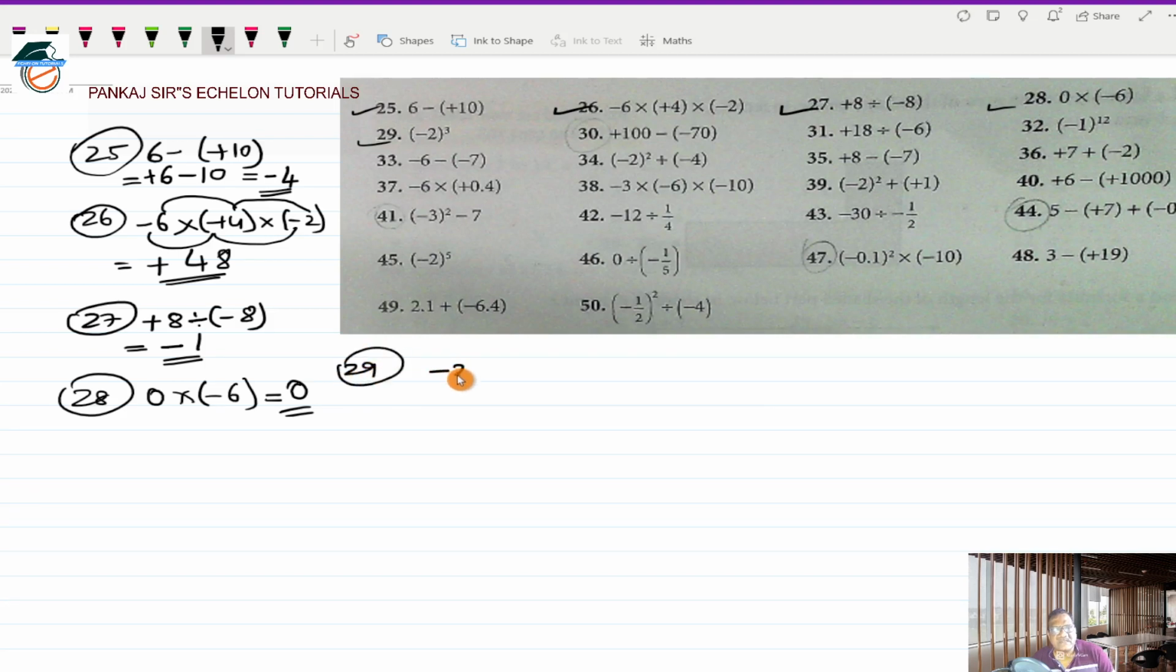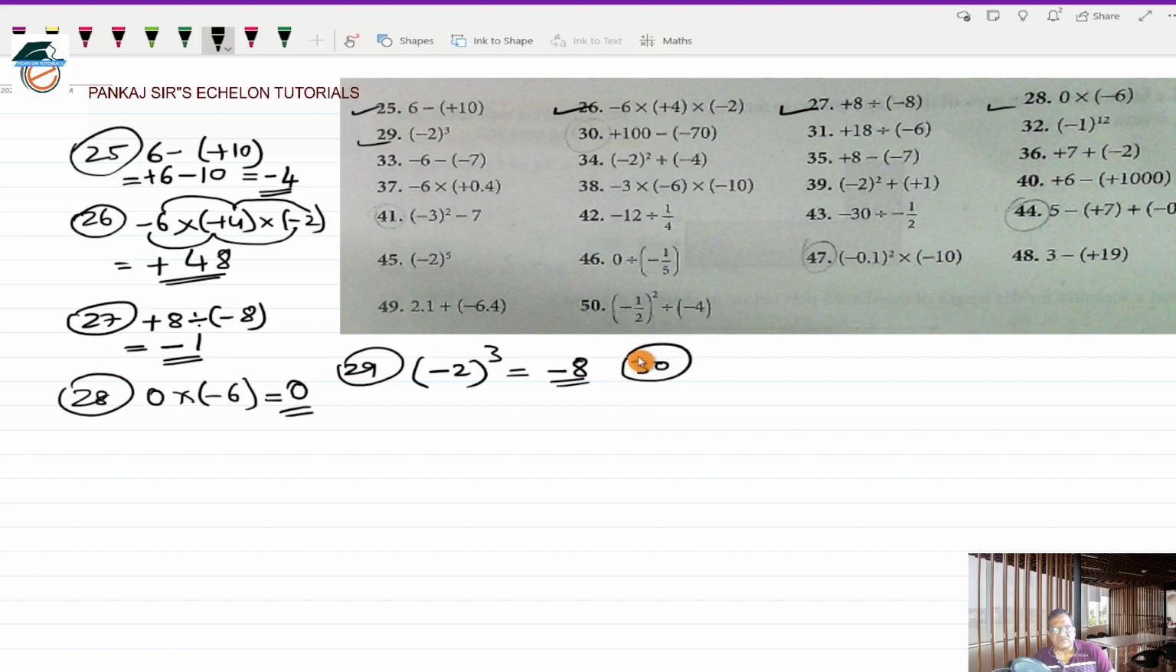29th. It's (minus 2) whole raised to 3. Minus 2 whole raised to 3 means you have to take the sign separately and find the cube of that sign. So minus into minus into minus. Minus into minus is plus, plus into minus is minus. So the final answer for the sign cubed will be minus. Then you have to do the same thing for the number. So 2 cubed is 2 into 2 into 2. 2 into 2 is 4, 4 into 2 is 8. So your final answer will be minus 8.